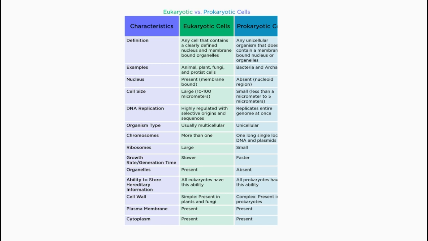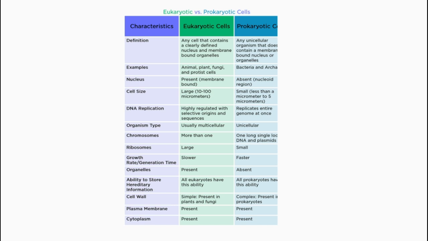So eukaryotic cells have more than one chromosome, they have large ribosomes, they have a slower growth rate, the organelles are very much present, and the ability to store hereditary information. So they have a true nucleus, right? And they have a cell wall, which is present in our plants and fungi. We have our cell wall being made up of cellulose in our plants, and our cell wall being made up of chitin in our fungi.